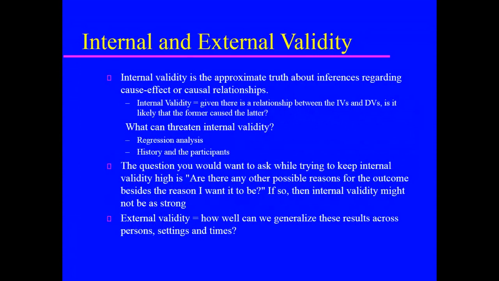But one of the big things you have to worry about is going to be internal and external validity. So internal validity is the approximate truth about inferences regarding cause and effect, or causal relationships. In other words, in plain English, given there's a relationship between the independent variable and the dependent variable, is it likely that the former caused the latter? That's what you want to know. So when you're doing quasi-experimental design, the thing you have to worry about is internal validity. You have to make sure you know what is causing what.